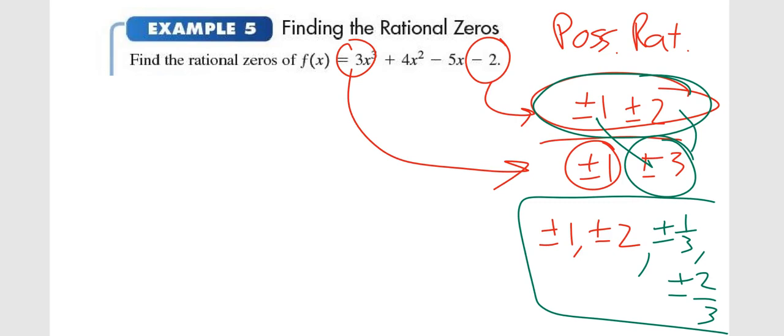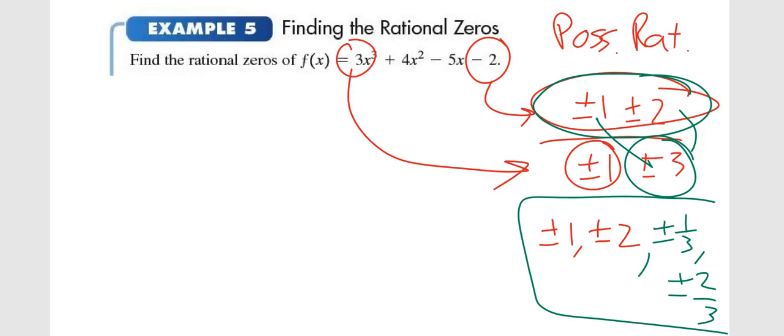X cubed plus 4x squared minus 5x. Whoa, finished. Minus 2.